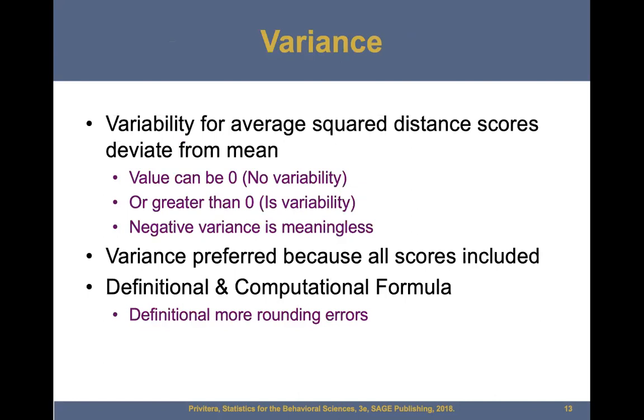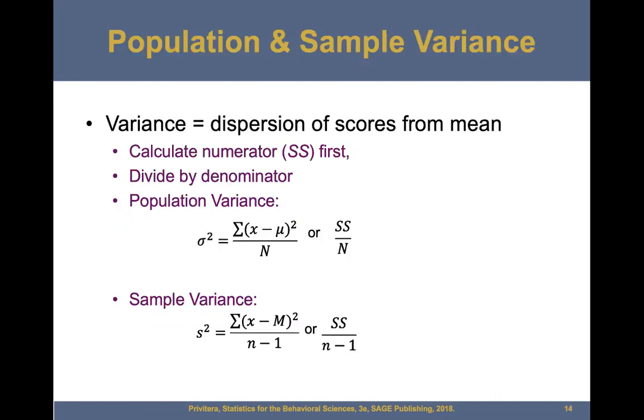So variability is the average squared distance across scores that deviate from the mean. The value can be 0, no variability, or greater than 0. Negative variance is meaningless. So the variance is how much the scores vary away from the mean or the average, just how much scores are to the left or the right of the mean. So variance is the dispersion of scores around the mean.